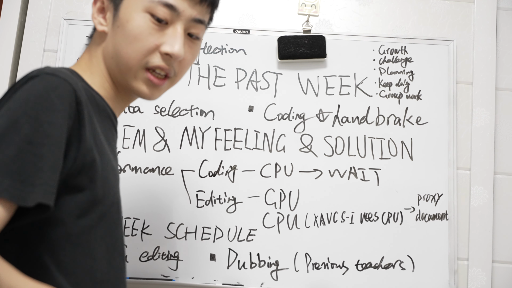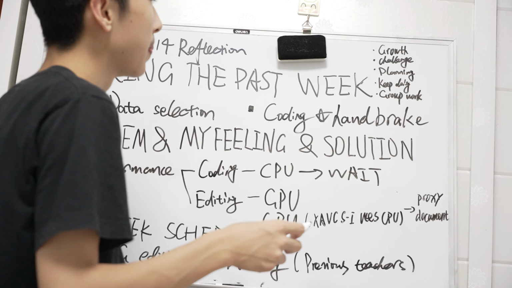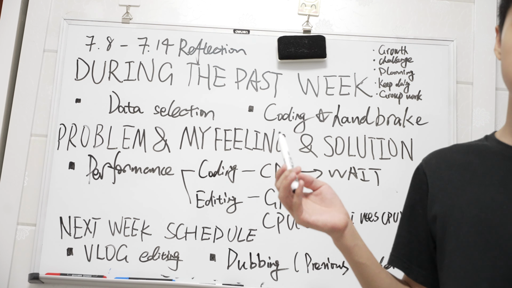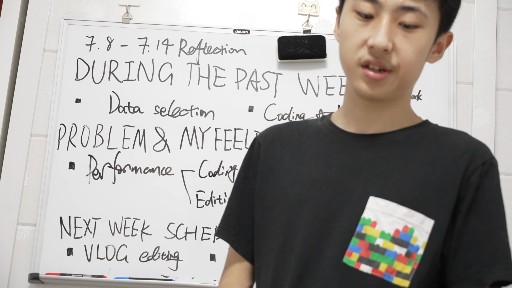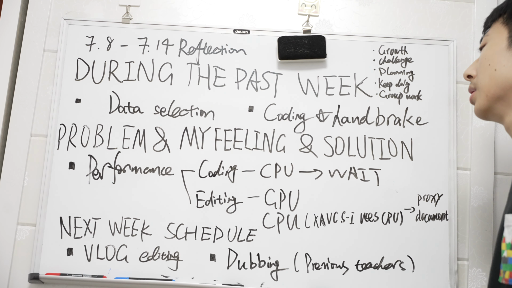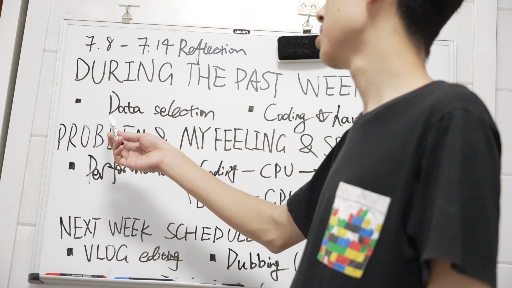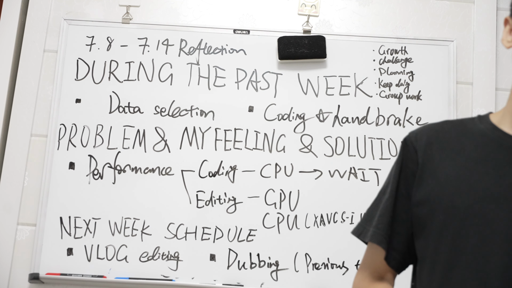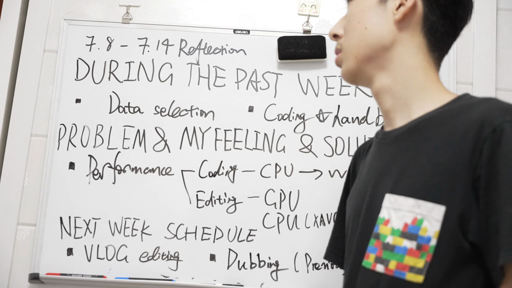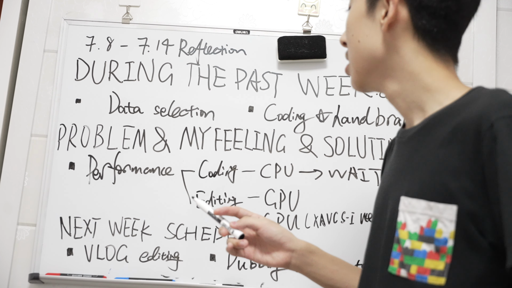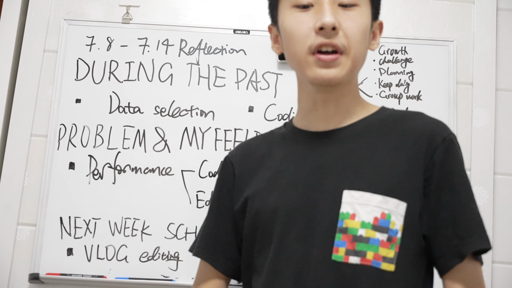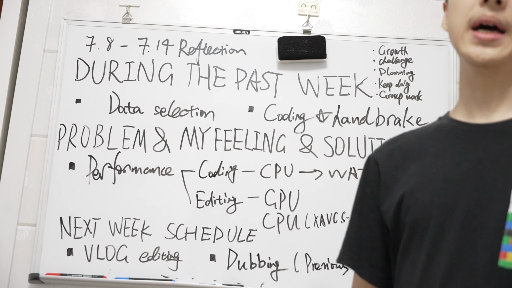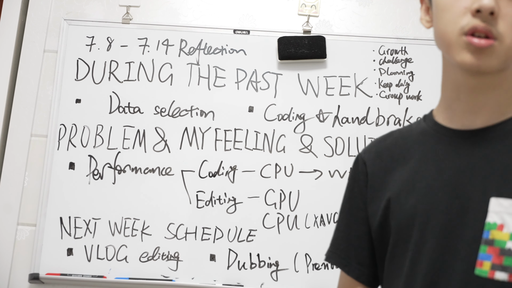And as I said in the last video, we spent about 50 hours on the coding part. It costs such a long time. And for data selection, it is about 5 hours. So this week we have 55 hours for our CAS project, which is about 8 hours for each day.